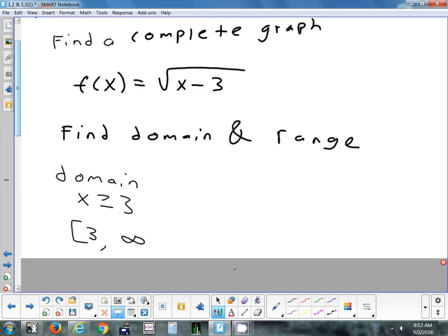Okay, so any number from 3 up to infinity, and you can never reach infinity. So we always use a parenthesis with infinity because you can't reach it. These mean exactly the same thing. From 3, including 3, up to infinity, not including infinity because you can never reach it.